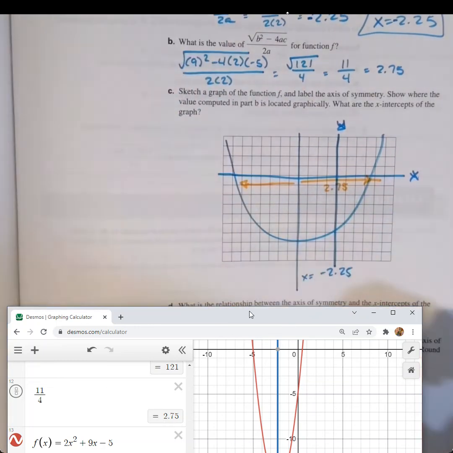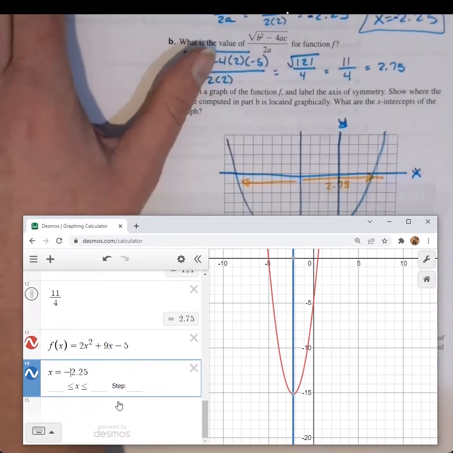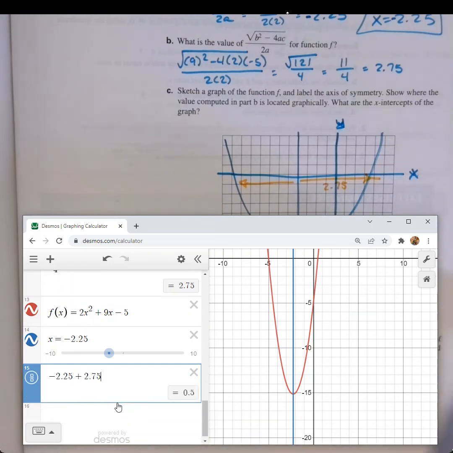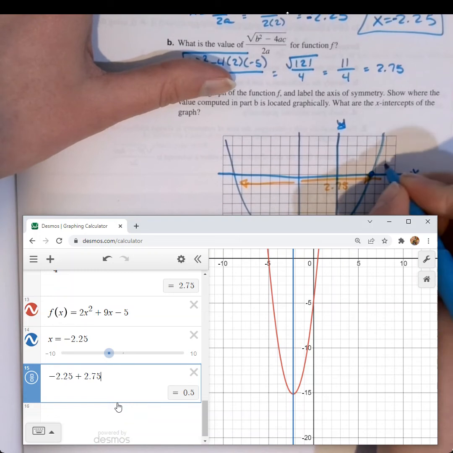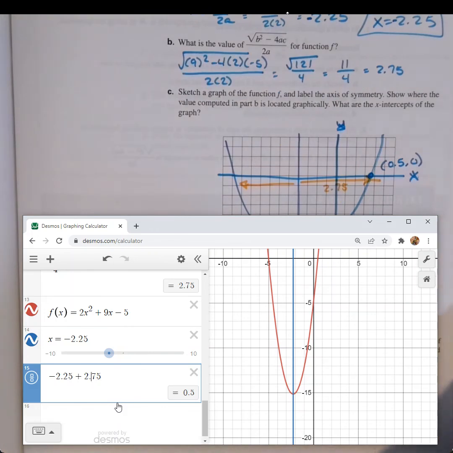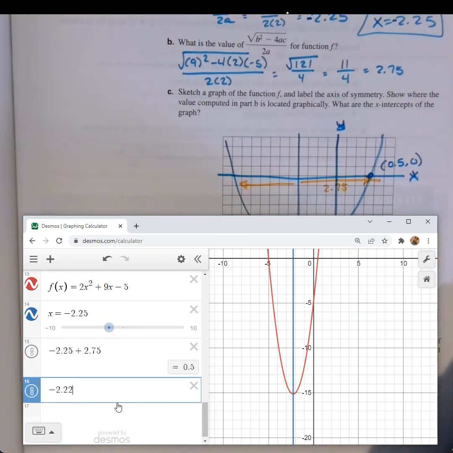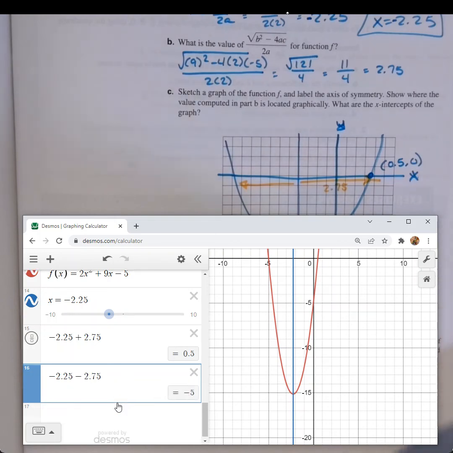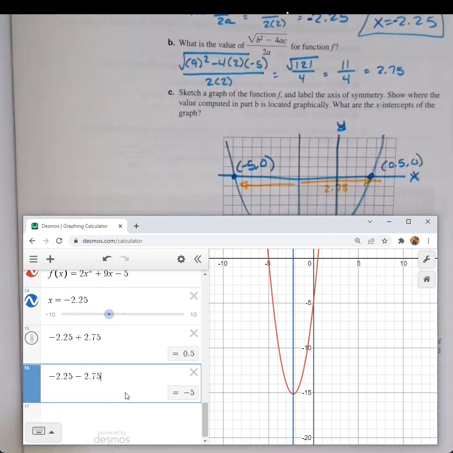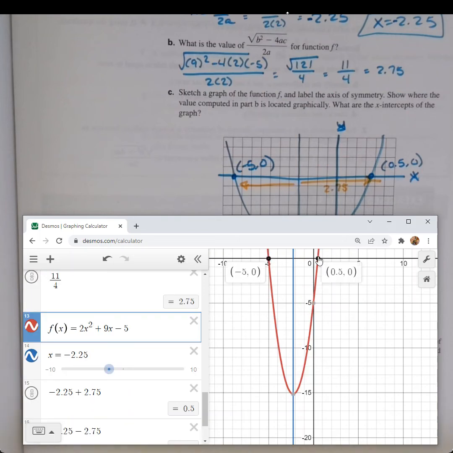So if I take negative 2.25 and I add 2.75, that should get me a coordinate right here of 0.5, comma 0. And if I do the same thing, take negative 2.25 and I subtract 2.75, that should get me a point over here of negative 5, comma 0. Okay, so if we confirm negative 5, comma 0, 0.5, comma 0, we have our x-intercepts.